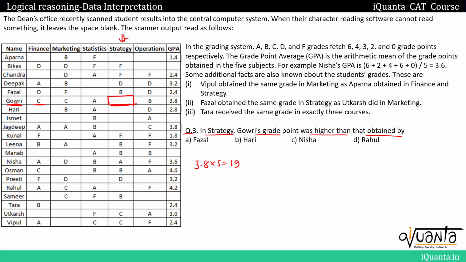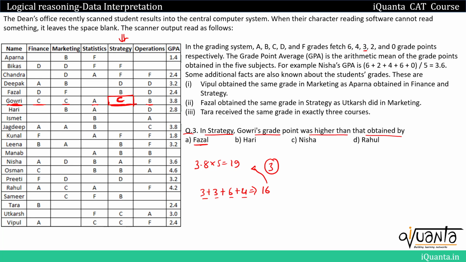And she has C, C, A, B as the grades. So C means 3, 3, then A, B. A is 6 and B is 4. So she already has a score of 3 plus 3 plus 6 plus 4, which gives me 16. We need 3 more points to make it 19, which is the grade having value 3. It is grade C over here. So she'll be getting grade C in strategy. So her grade is higher than that obtained by Fazal.